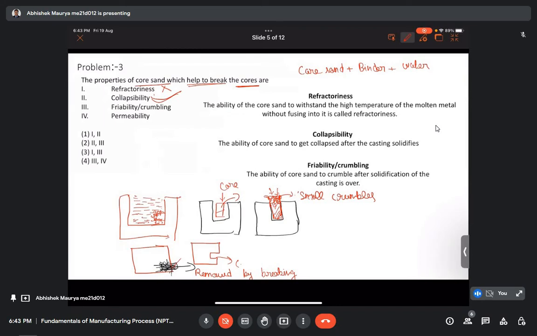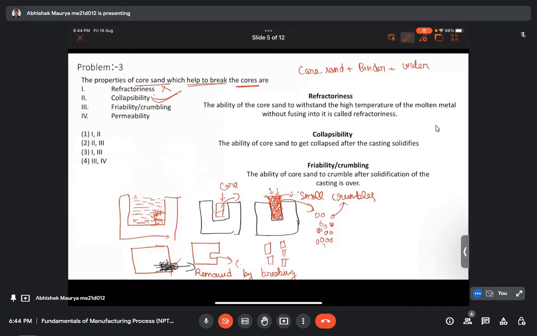So now it has not broken into two or three parts, whereas we have to remove it one by one, by removing the crumbles of the core material. So finally the whole core will come out like this, whereas earlier it was just broken into two, or let's say three parts, and it came out from the casting easily.